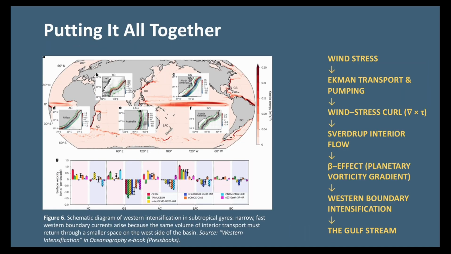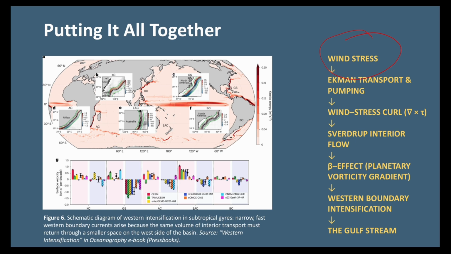To summarize, the right-hand side of this slide shows the full sequence that creates the Gulf Stream. It starts with wind stress, which drives Ekman transport and Ekman pumping. When the wind stress changes across the basin, it produces wind stress curl. And this curl controls the interior circulation through the Sverdrup flow. As the water moves across different latitudes, the beta effect becomes important because the Coriolis force gets stronger towards the north. This forces the return flow to concentrate along the western side of the basin, creating western boundary intensification.